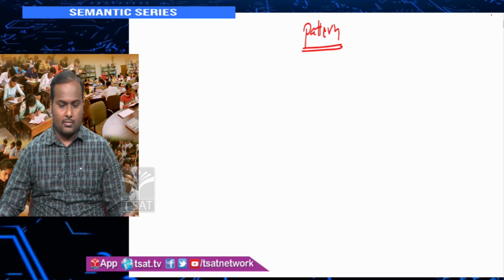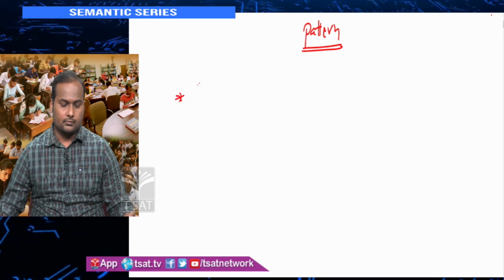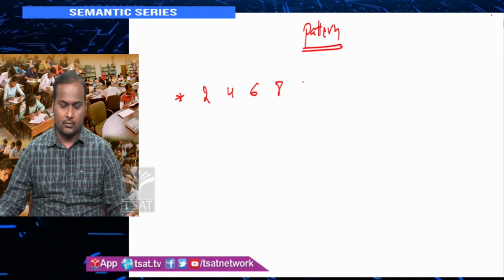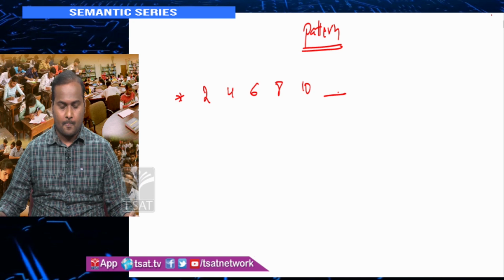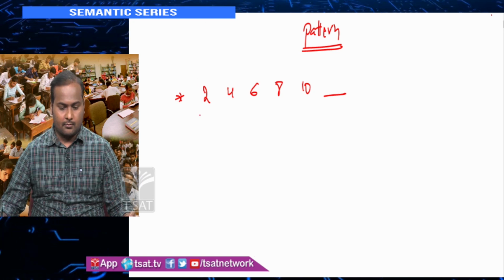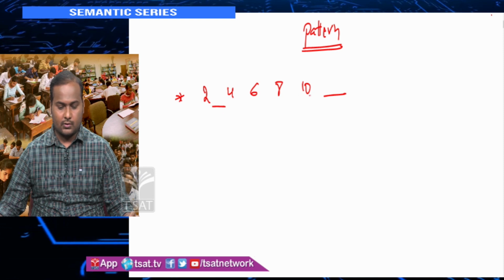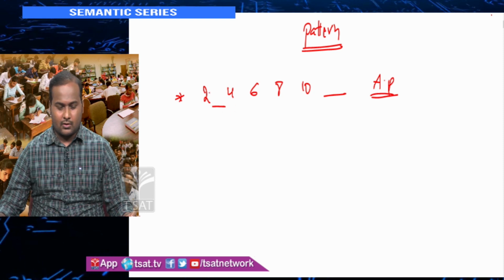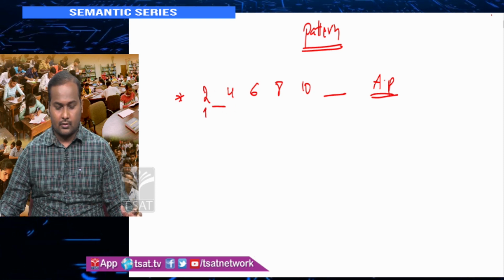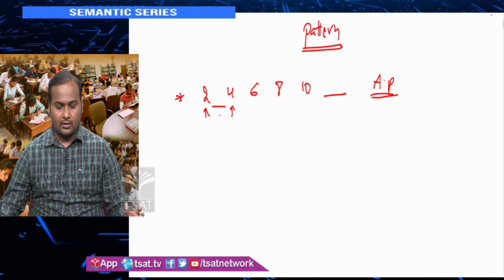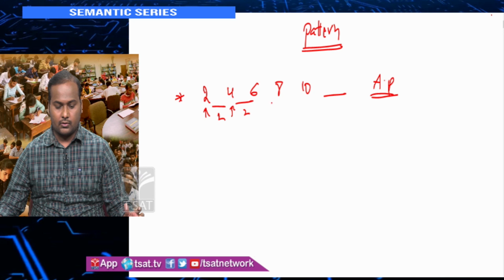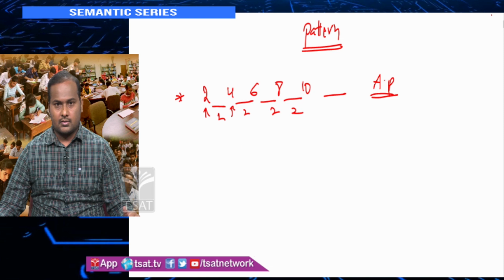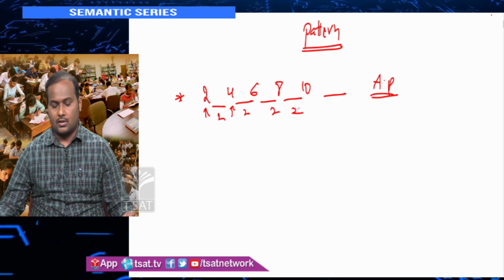Whenever we get a number series, for example 2, 4, 6, 8, 10, and it asks what is the next one, the series is in arithmetic progression. We can easily observe this, because the difference between the first number and the next number is not much. It is only 2. Here also the difference is 2, here also 2, here also 2. Because the difference is very small, generally it is in AP.